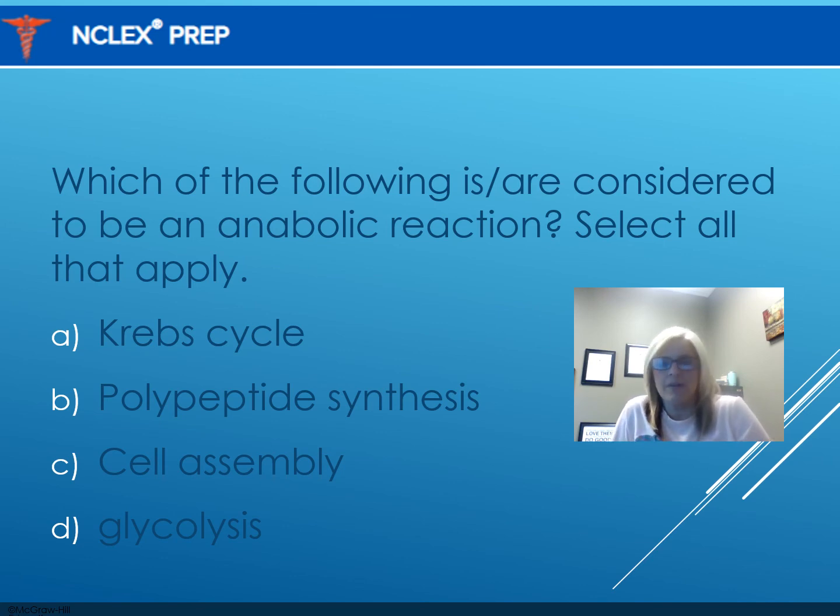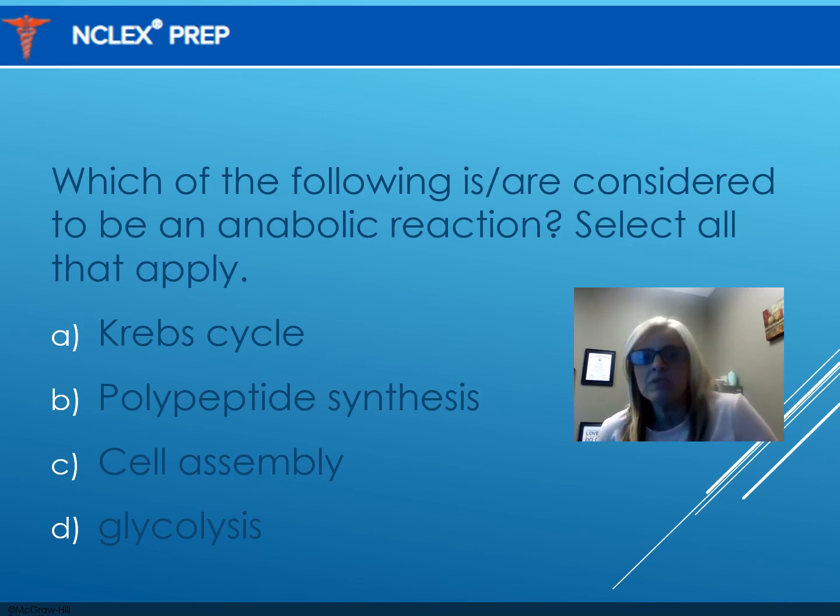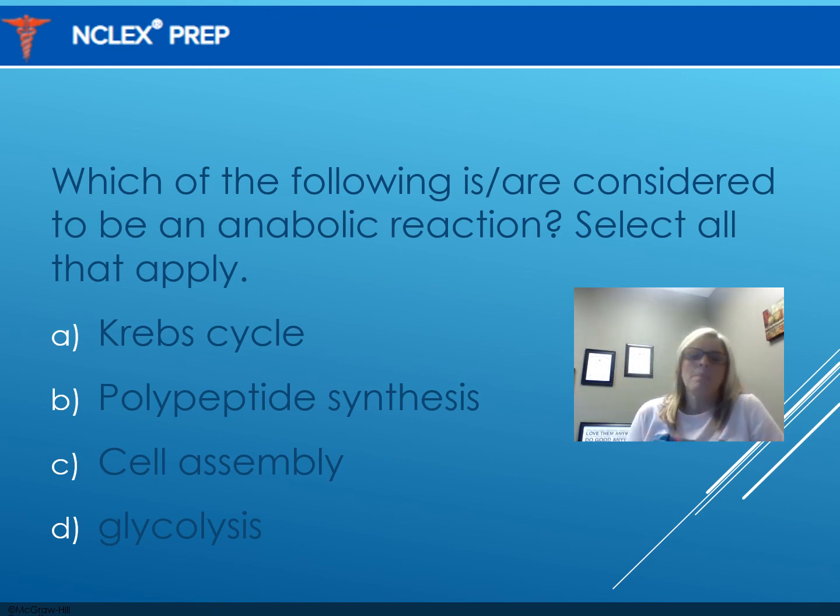All right, so let's talk about this. Krebs cycle. Krebs cycle is part of what? Aerobic respiration, where we take glucose and break it down and use the electrons, transfer them to something else to make energy, right? Because we're going to send them on to the electron transport chain, if you remember correctly. So Krebs cycle is going to be more of a catabolic reaction.